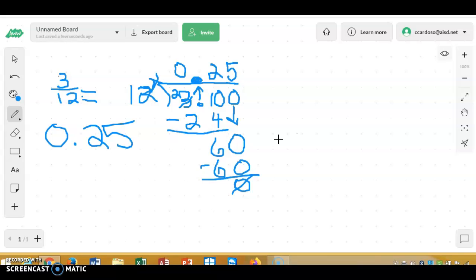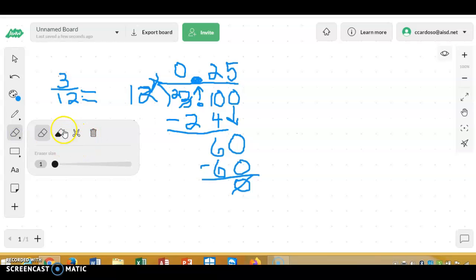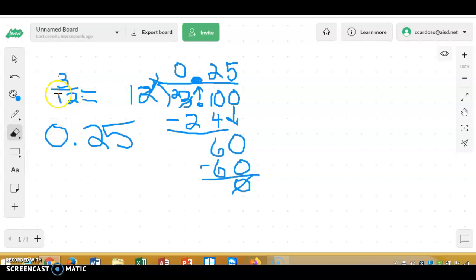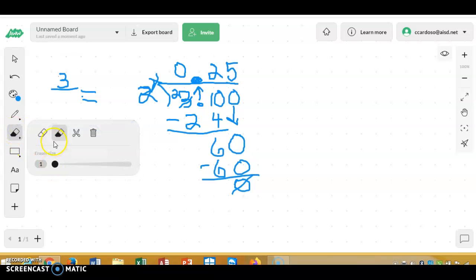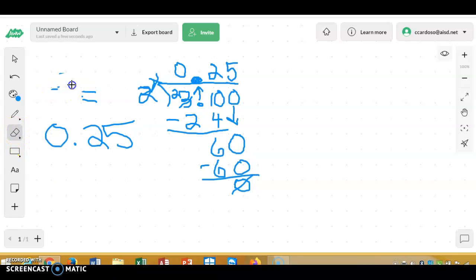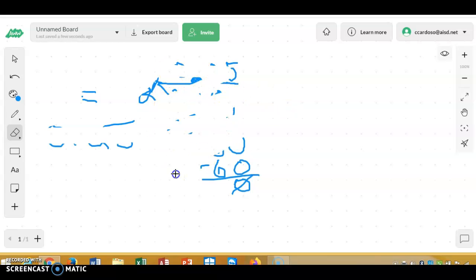Let's do 3/8. 3 over 8. What is this? That's weird. I know, I'm trying to do this fast. I want to go fast. 3 over 8, 3 over 8.